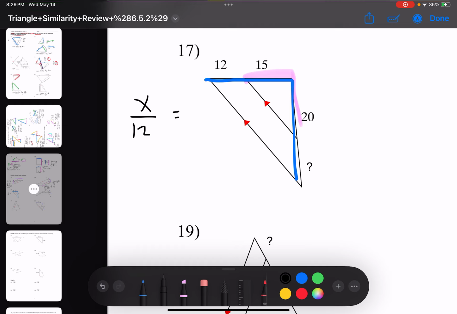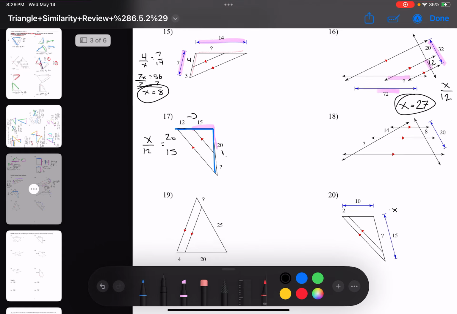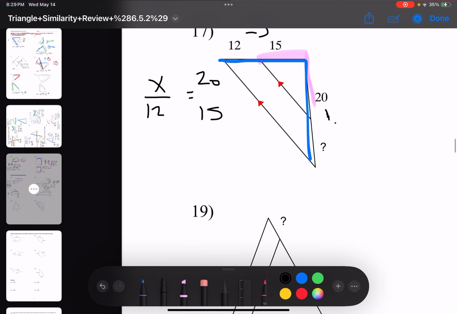Those lines aren't parallel to each other. I'm not even making sense. And then we would put 15 at the bottom because we want them, like, these ones are right next to each other. These ones are right next to each other. Boom, we do a little multiplication.